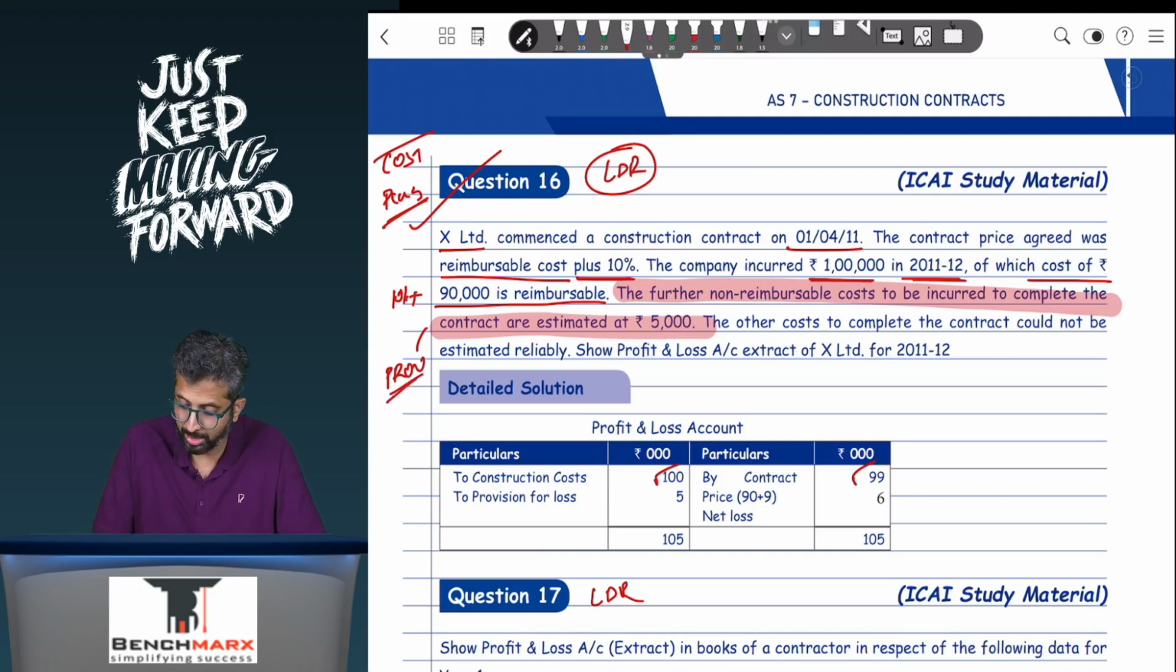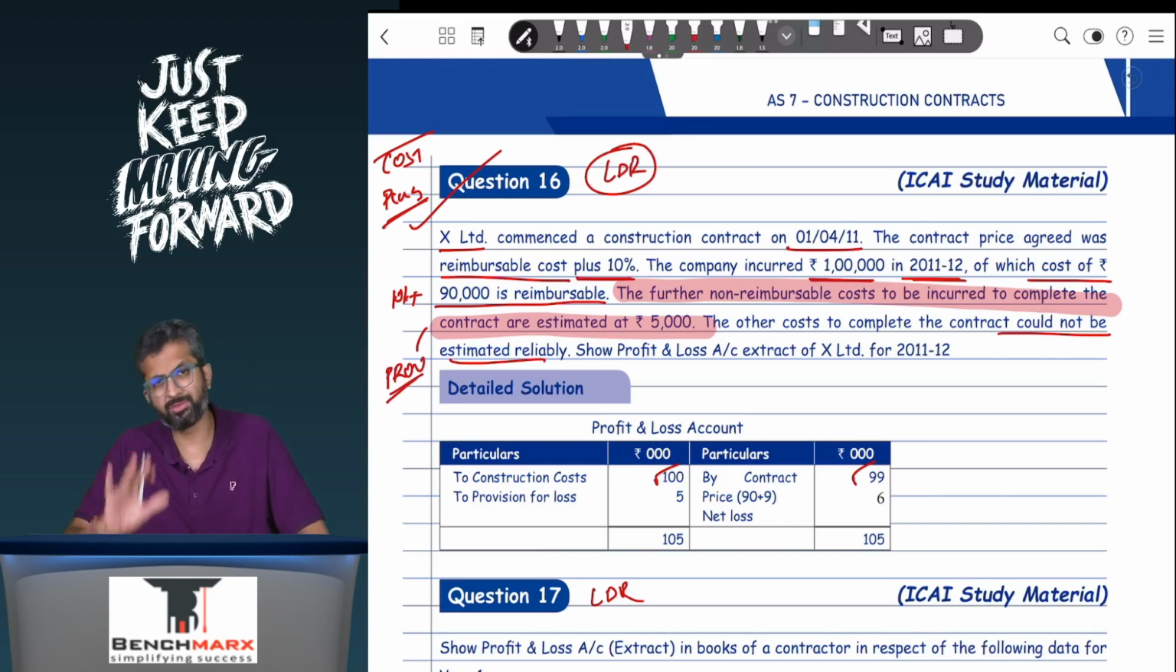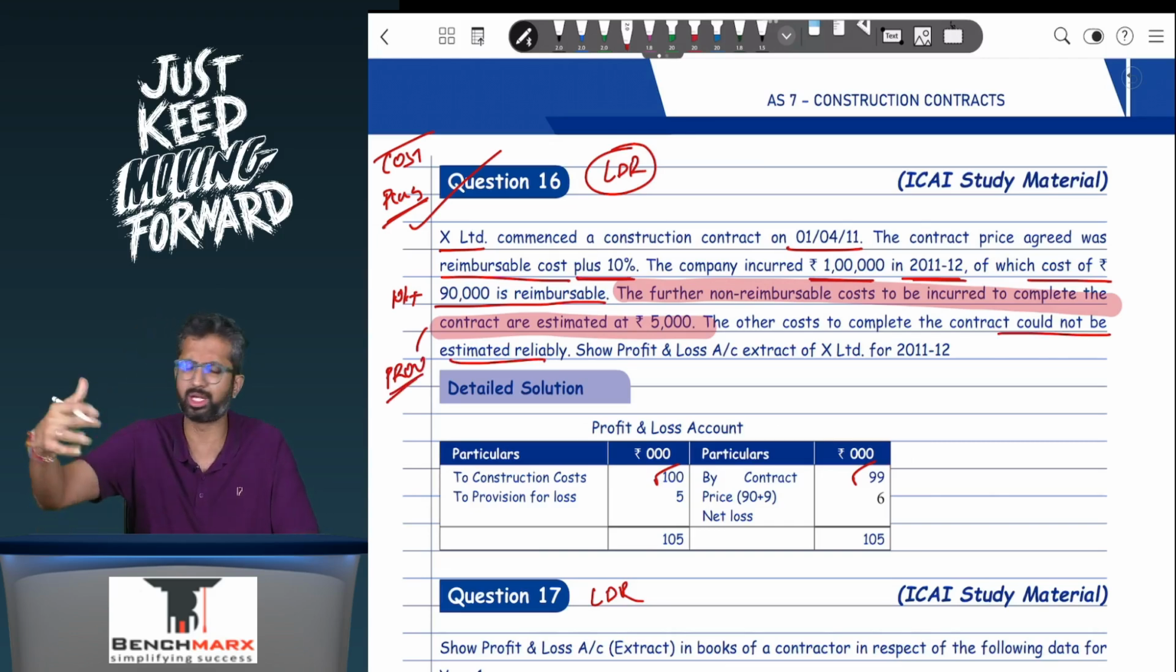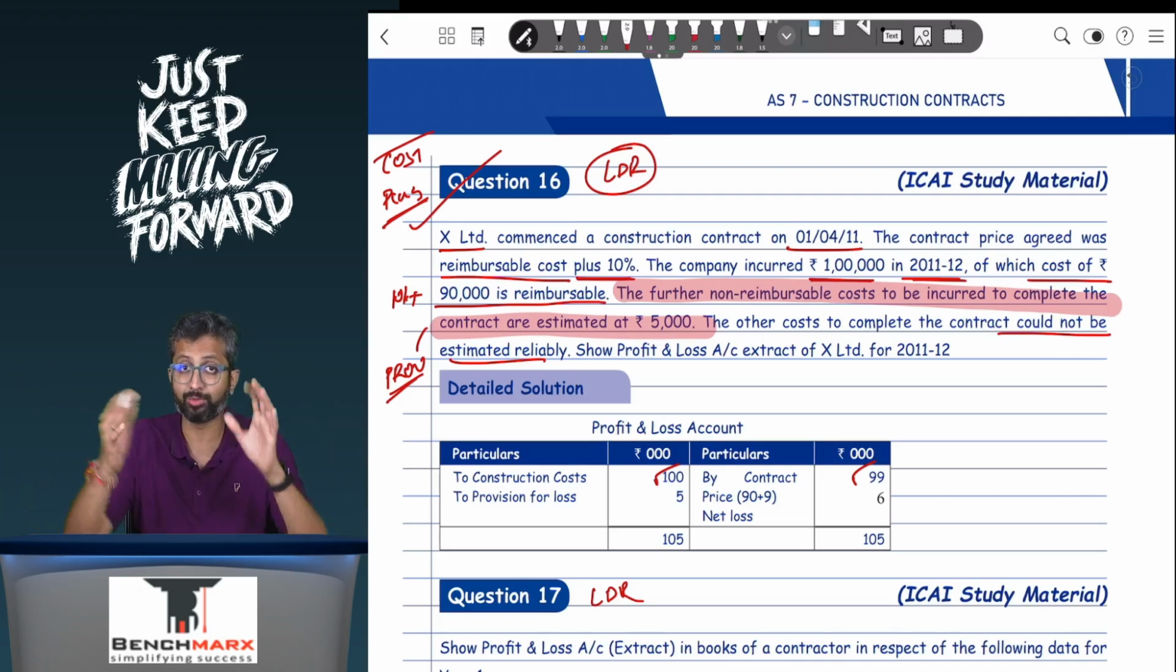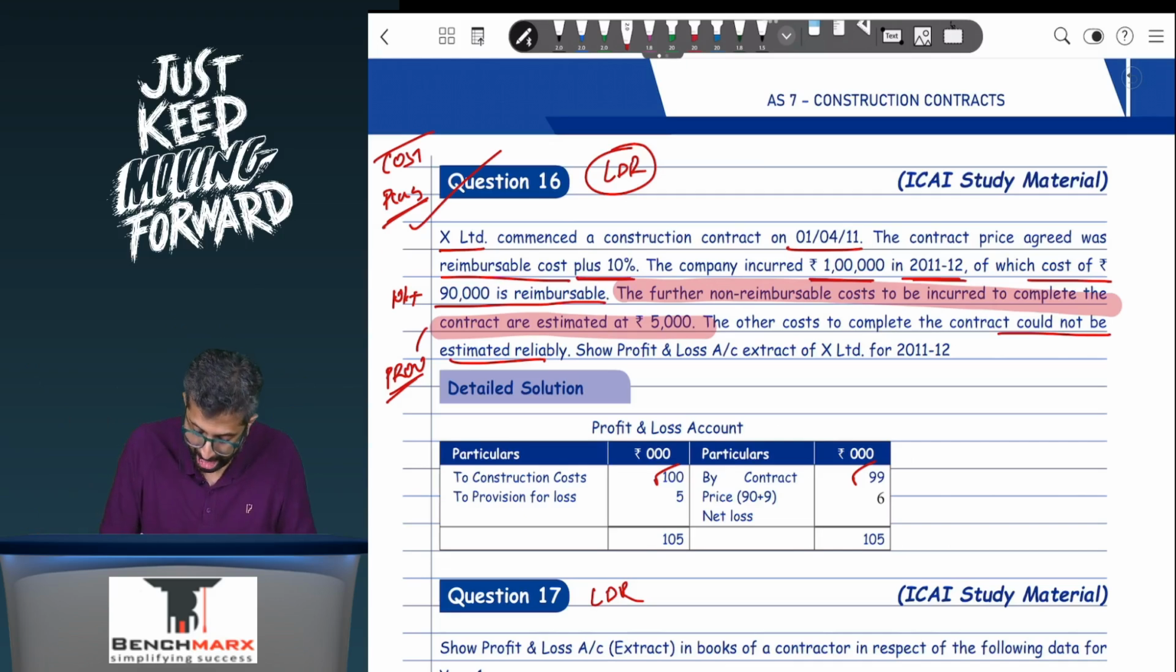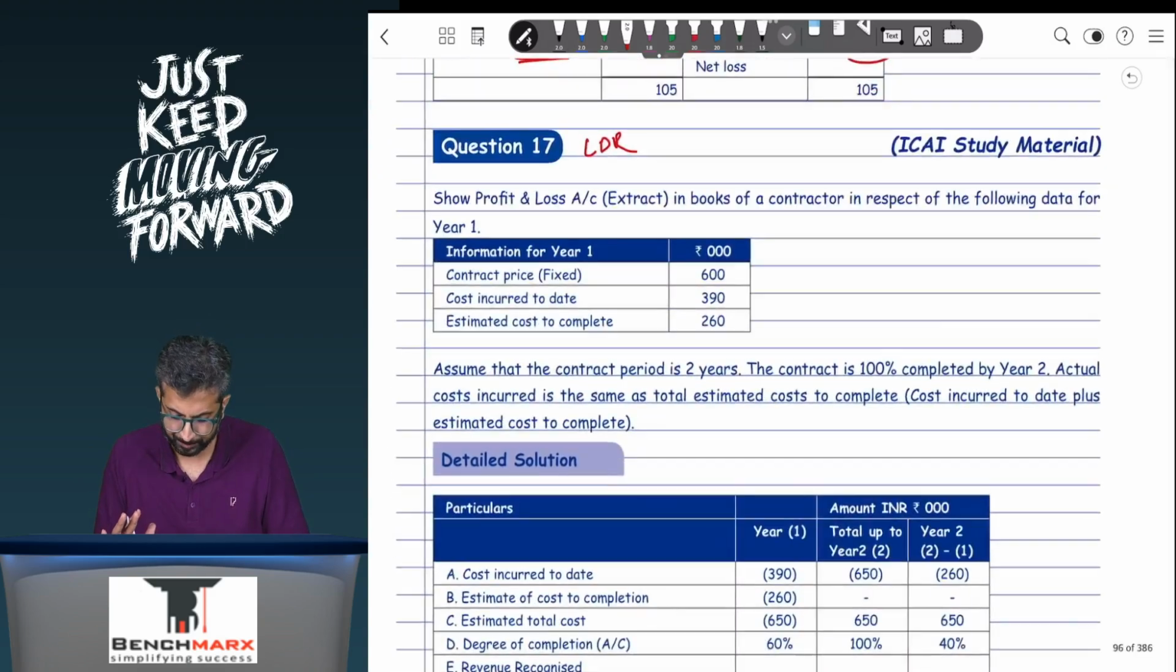The other cost to complete the contract could not be reliably estimated. Even if they could have been estimated, you would not have recorded reimbursable cost, because against that reimbursable cost you will get a revenue, but for non-reimbursable cost you get nothing, and hence a provision for loss is to be created separately for 5, and hence a net loss of 6 is to be recorded.